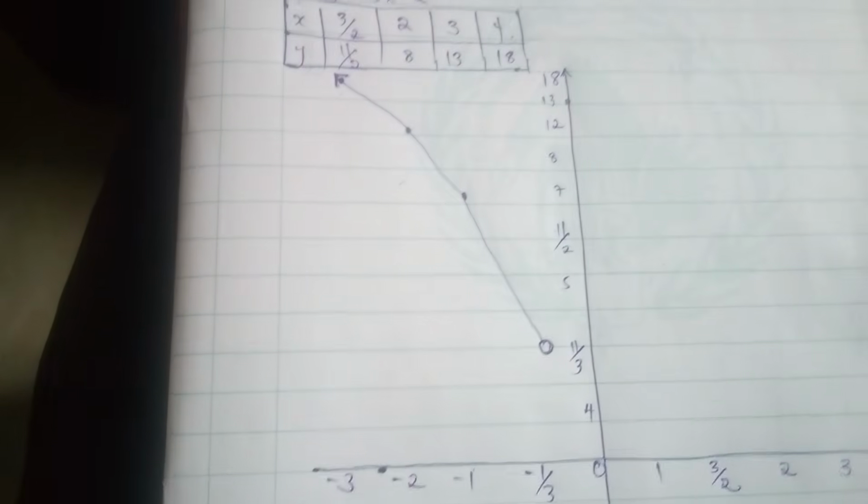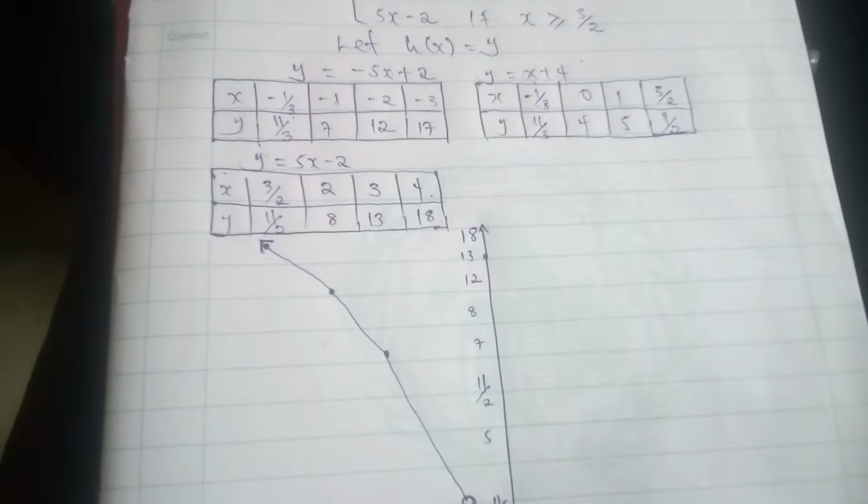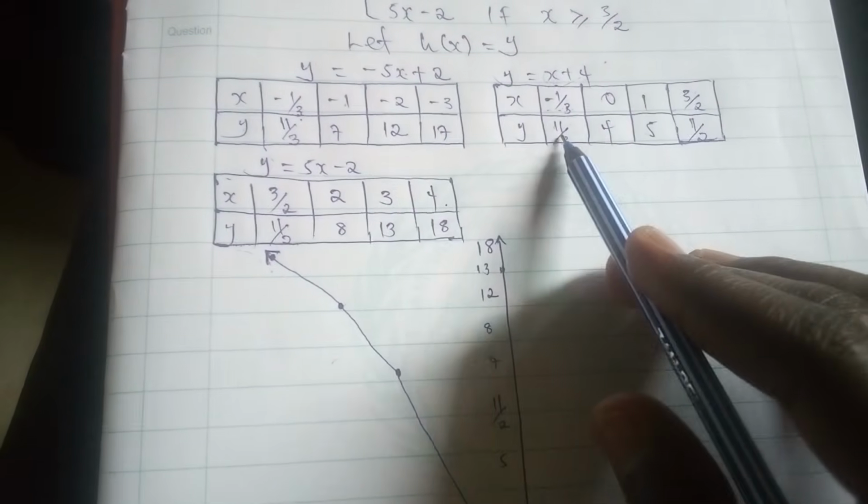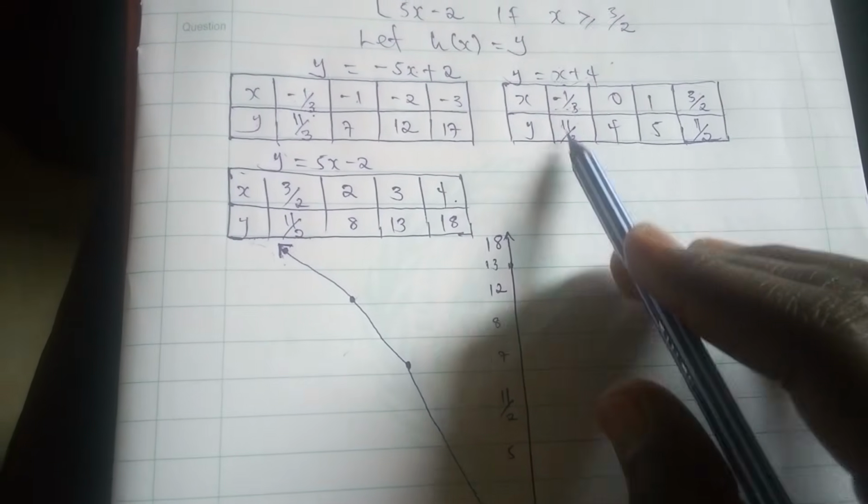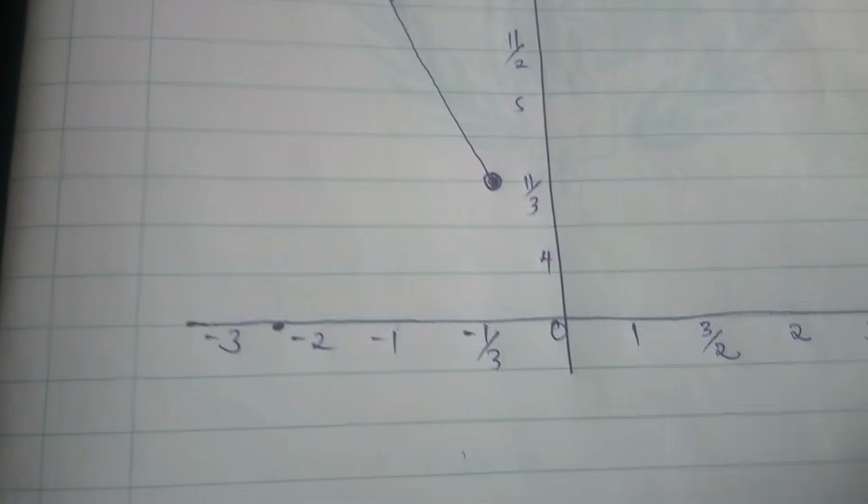Connect. So it means that you have sketched that one, and then from there you're having negative 1 over 3 comma 11 over 3. Now in this case, this one is included. So what you're going to do is shade this point, draw a shaded point.